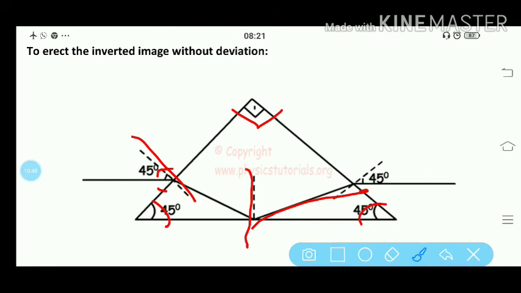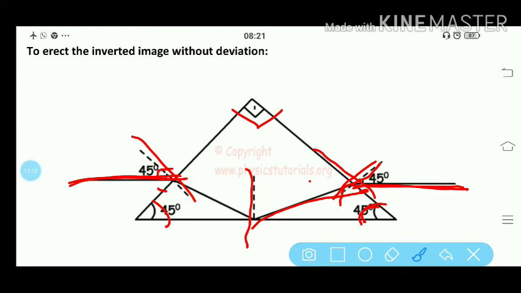So, it moves away from the normal here, the ray, and it goes and strikes this surface at this point. Again, this angle is now 45 degrees. So here, when you draw the normal, the ray from the glass to air goes out and goes away from the normal. And when it goes away from the normal, it forms a parallel beam of light with the incident ray.